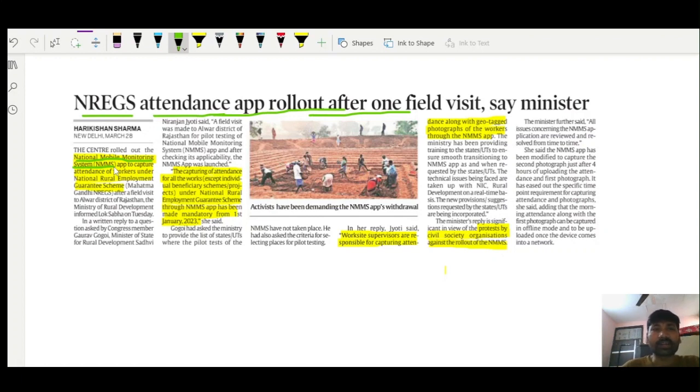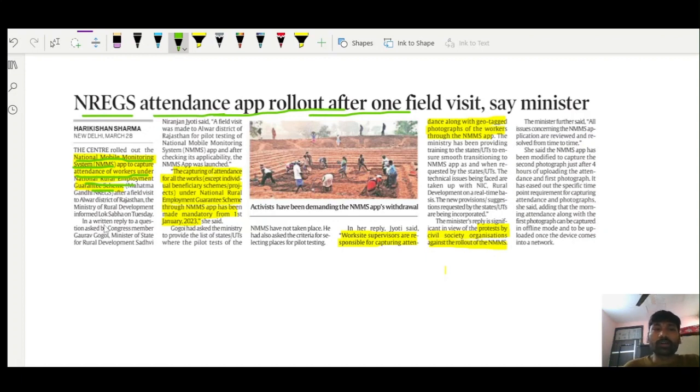Right, so this device registers the attendance of workers, the first attendance, and it also takes a photo of the worker, and after 4 hours, the second photo will be taken by this National Mobile Monitoring System. So it is an app to capture the attendance of workers under the National Rural Employment Guarantee Act. Okay, and the Minister of Rural Development says that this national mobile monitoring system was introduced after it was rolled out during a field visit. So we rolled out this network and it is foolproof.